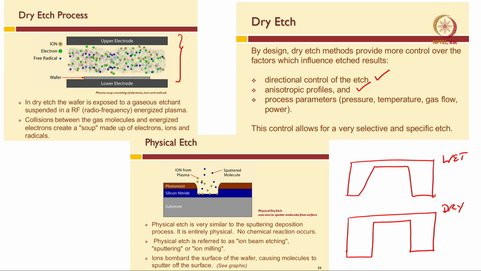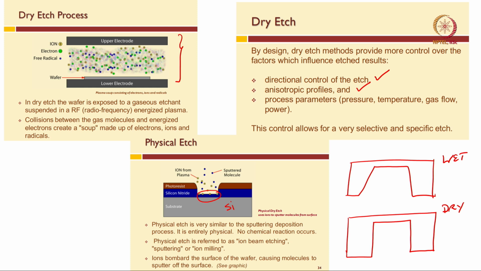Physical etch is very similar to the sputtering deposition process; it is entirely physical, and no chemical reaction occurs. That means if I include argon gas, for example, then in the plasma it will dislodge the silicon nitride material, which you can see here, from the substrate, which is, let us say, silicon. In this case we are just bombarding the ions onto the material that we want to etch, and the atoms from the material get dislodged and thus the material is etched.